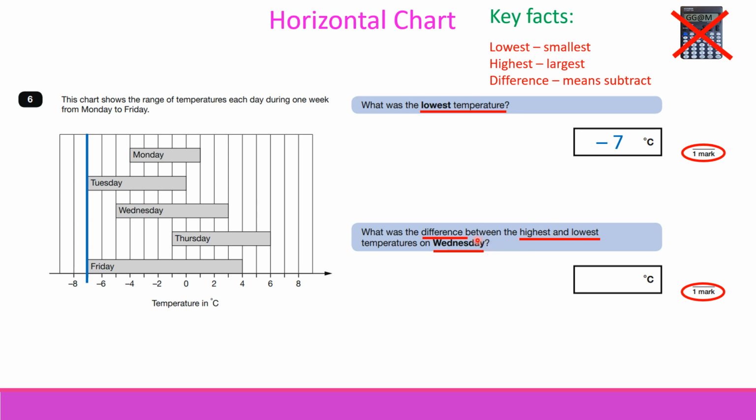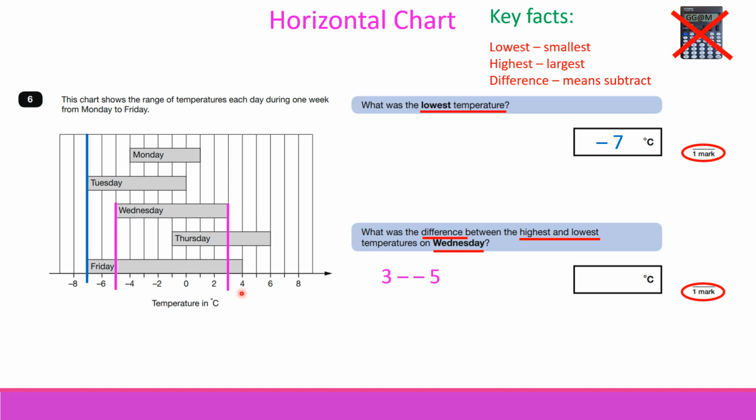The second part of the question wants to know the difference between highest and lowest temperatures on Wednesday. So we need to find Wednesday. So we need to identify the lowest temperature, which is at this point here. So we can count 0, -1, -2, -3, -4, -5. So the lowest temperature is -5. And the largest temperature is 0, 1, 2, 3. So it's got a value of 3. So we're working out the difference between -5 and +3.